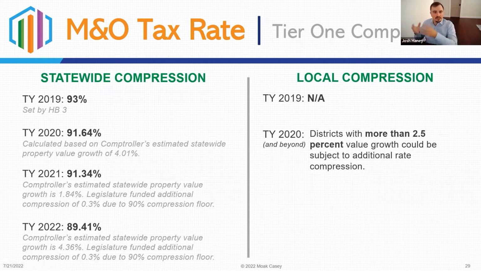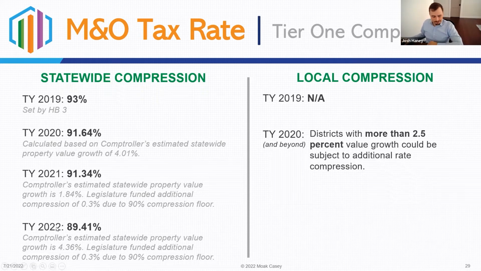As I mentioned earlier, if a district's at that floor, that generates essentially a bill to the state. They have to appropriate more money the following session to pay for tax compression. And so those districts at the 90% floor caused the legislature to pay for an additional 0.3% of tax compression. So that's why we didn't get 91.64 in 21, we got 91.34. Again, because of those districts at the bottom floor of the tax compression.